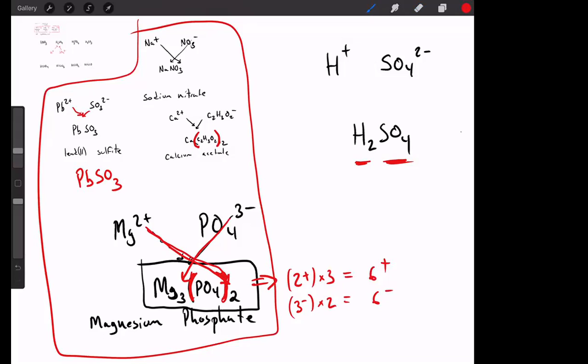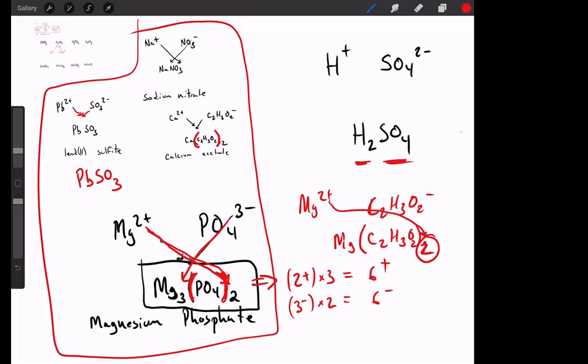Same thing with acetate, right? With magnesium acetate, C2H3O2-, I have to have 1 magnesium and 2 acetates to get a compound that's overall neutral. So this 2 comes from the fact that the charge on magnesium is 2+, right?